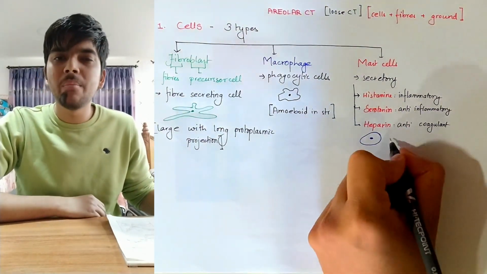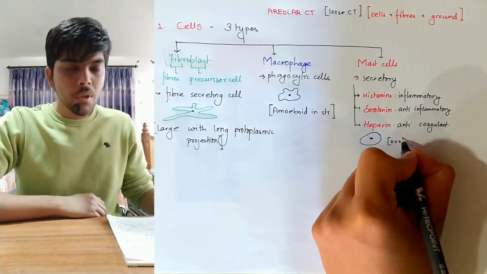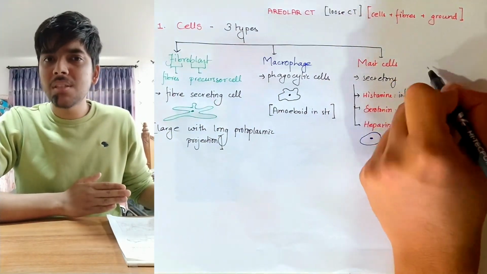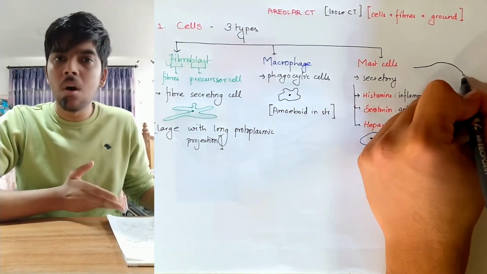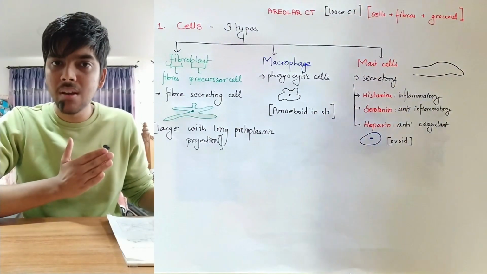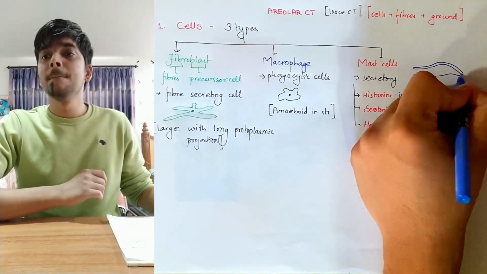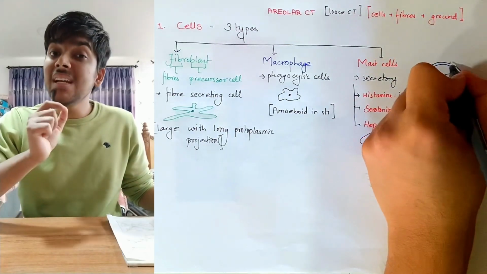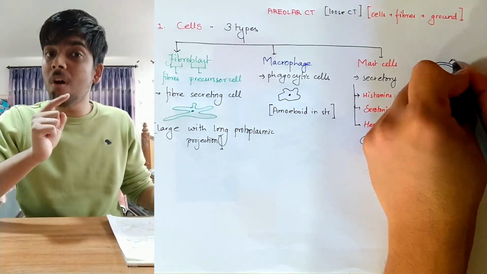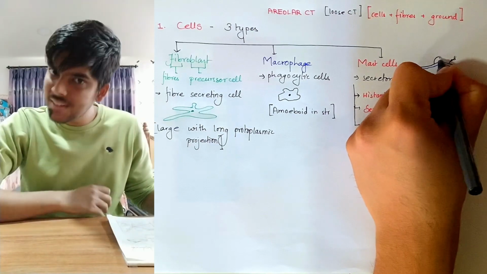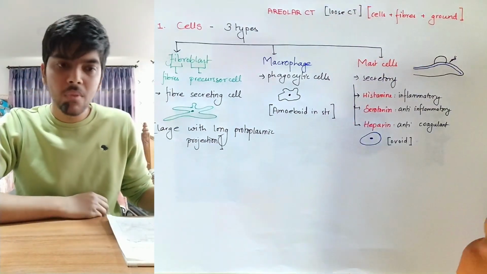Now let's look at inflammation in short. So areolar connective tissue is found under your skin. All over your body, there's skin, right? Under your skin is areolar connective tissue. So, the connective tissue that I had mentioned earlier found below the basement membrane is your areolar connective tissue.